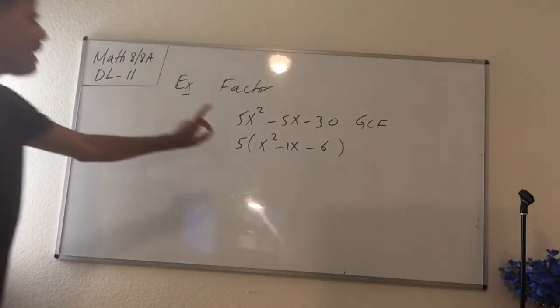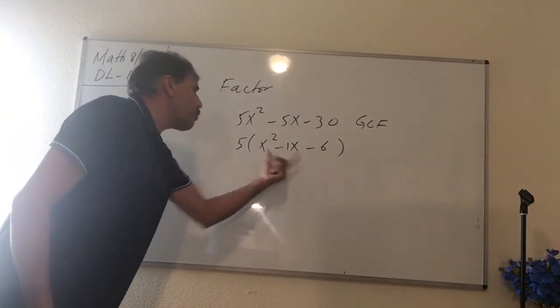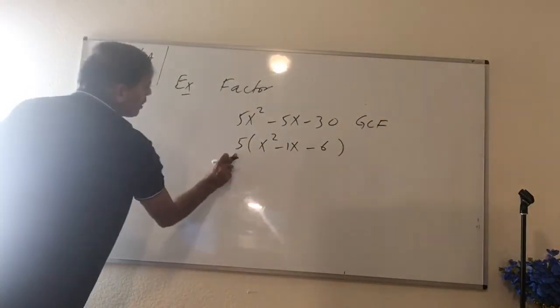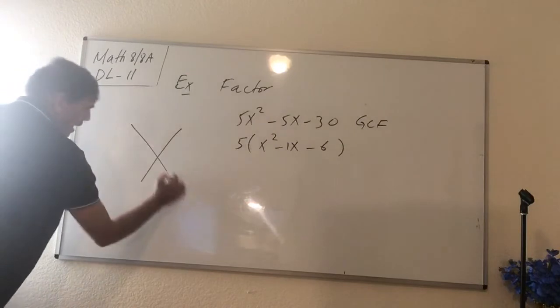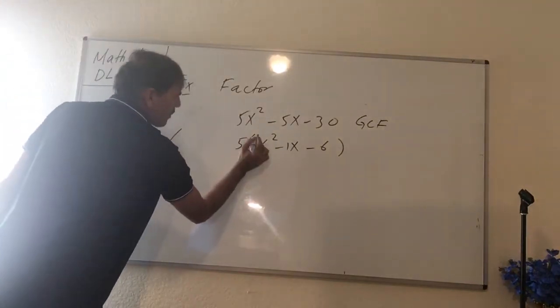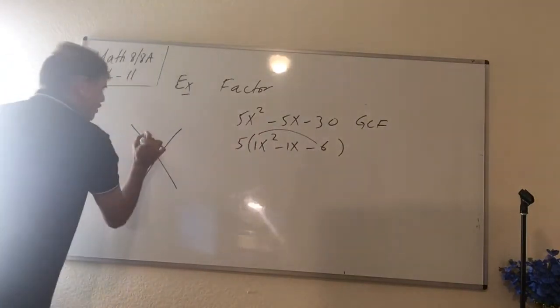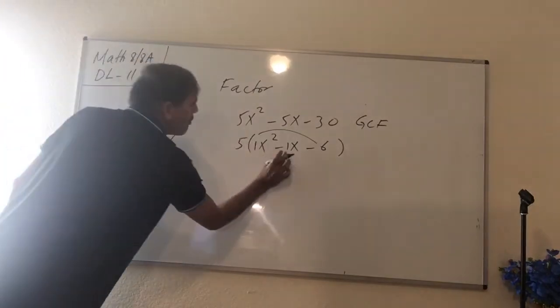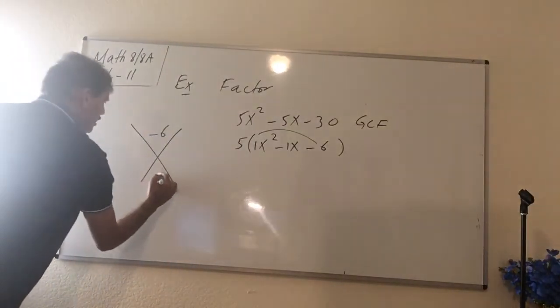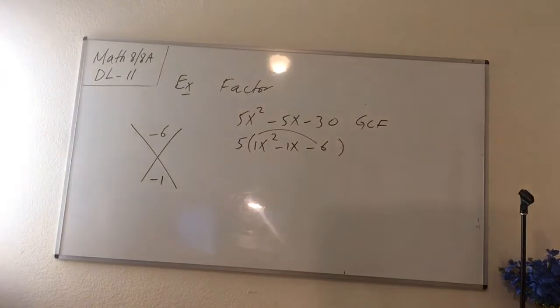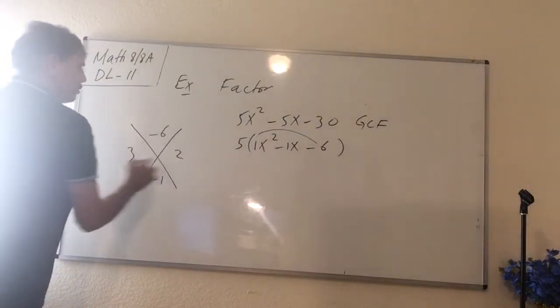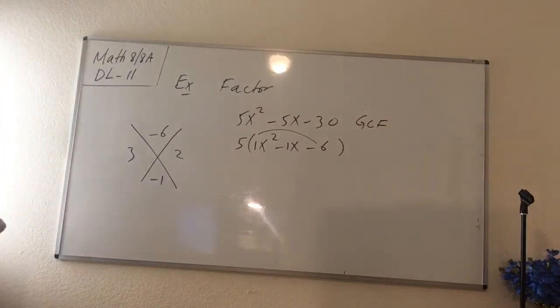Now we're going to use the x method only on this trinomial, and this 5 will be part of the answer. So here is the x method. There is a 1 here. What is 1 times negative 6? It is negative 6. What is the number in the middle? It is negative 1. So go ahead, think about two factors. What is 3 times 2? Is it 6? So now you have to figure out which factor must be negative.